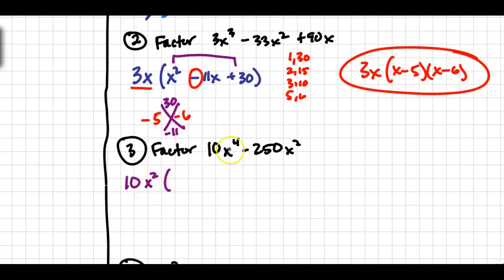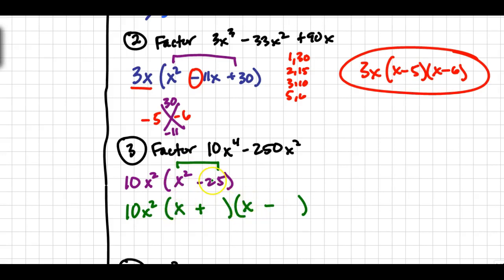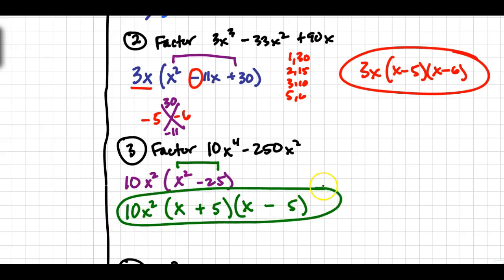10x squared times what is 10x to the 4th? x squared. 10x squared times what is negative 250x squared? Negative 25. Now I'm going to see if I can factor this any further. This is a binomial with a minus in between, so I can factor that using difference of squares. So the 10x squared, I'm just going to rewrite that. For difference of squares, you set up two sets of binomials, one with a plus, one with a minus. We do the square root of the first term, so that's x and x. Square root of 25, that's 5 and 5. And so then that's my final answer.